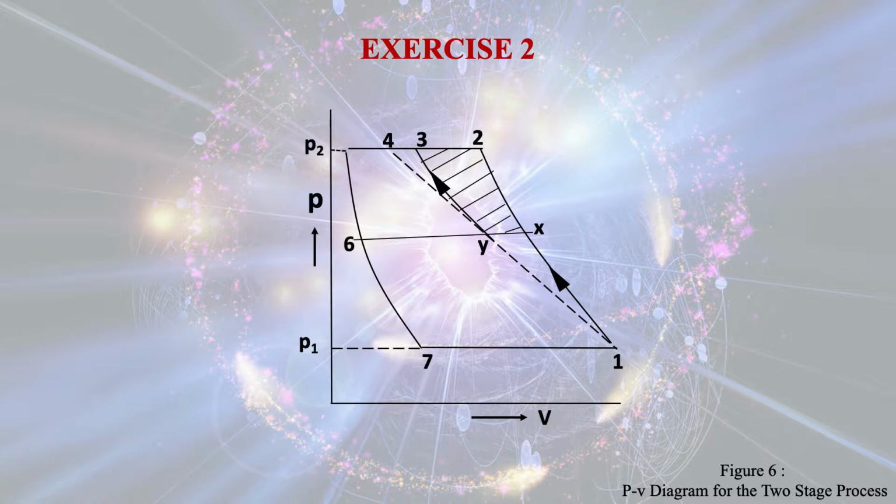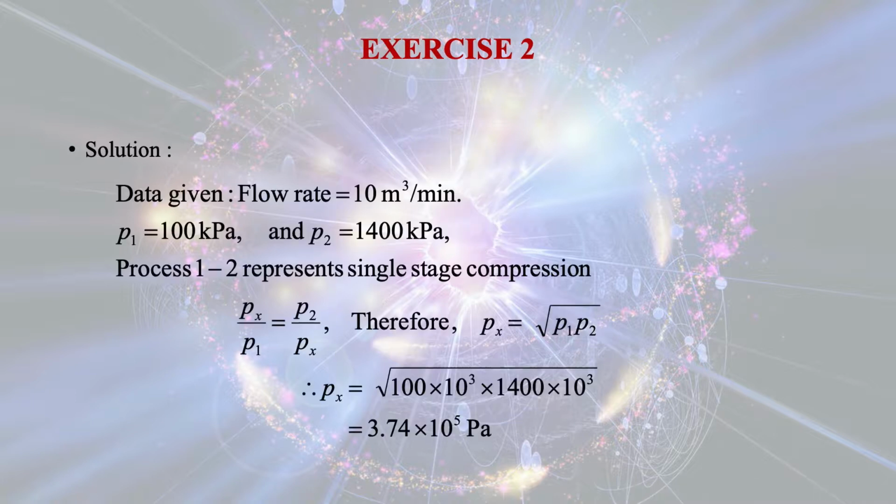Now let us see how much work we get for the single stage and how much work we have to perform for the double-stage compression process, and after that we have to calculate the percentage of work saving. The data given for this problem is: flow rate is 10 meter cube per minute, initial pressure P1 is 100 kilopascal, and the final pressure is 1400 kilopascal.